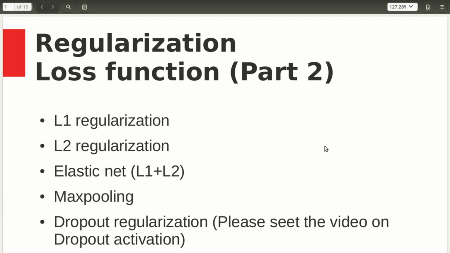Then max pooling is commonly used in neural networks, and I've talked about it a lot in my previous videos on CNN, so make sure you watch that. And I've made a separate video on dropout regularization, and I've gone into details of what really happens when you use dropout. So feel free to check that video out before watching this. And if you watch this, we are good to go.